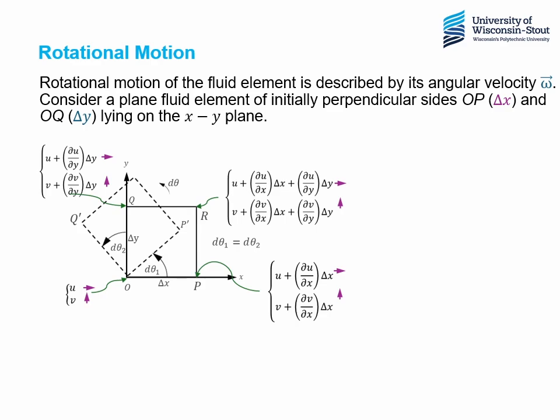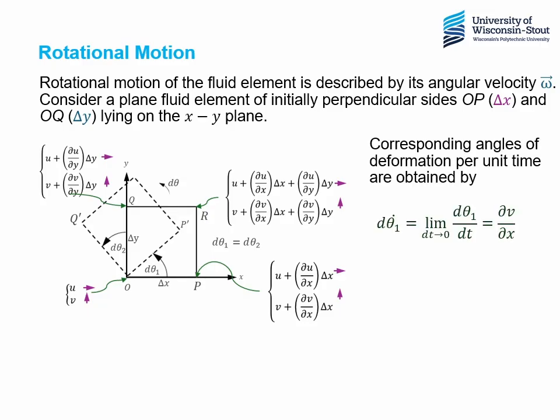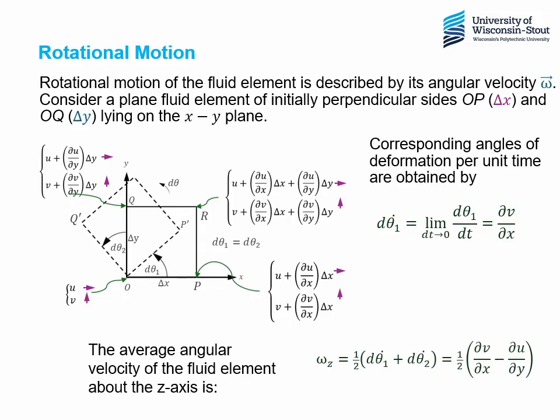The rotation is related to how the velocity components change with position. By examining the rate of angular deformation along the sides of the element, we can determine the average angular velocity about an axis, such as the z-axis. So rotational motion helps us quantify the spinning behavior of a fluid element rather than just its translation through space.